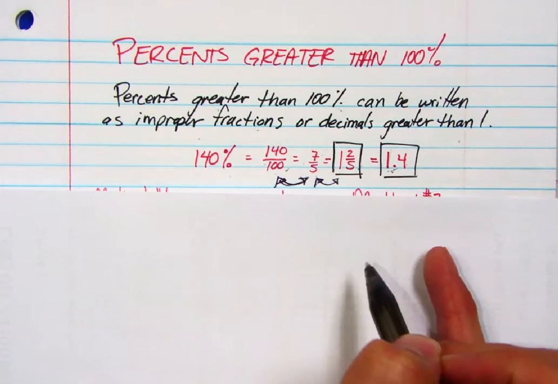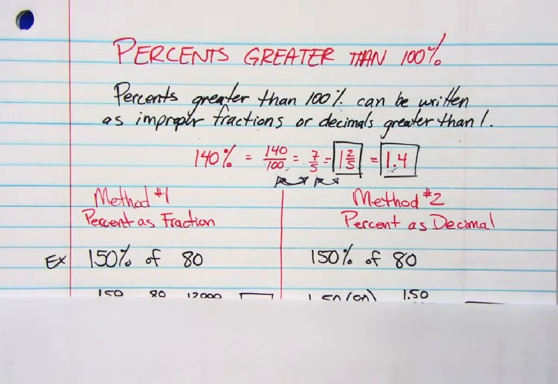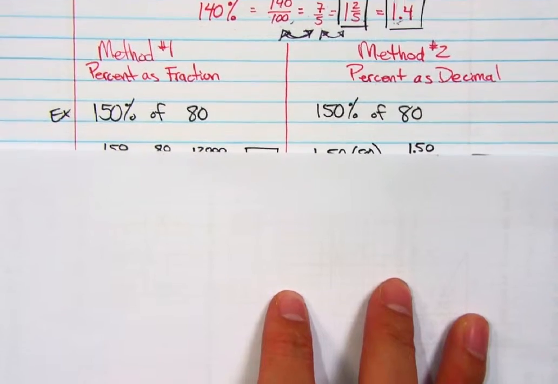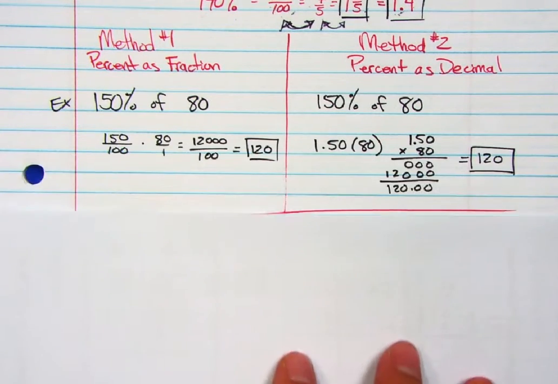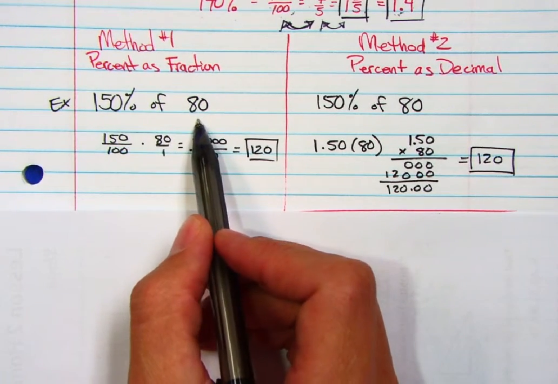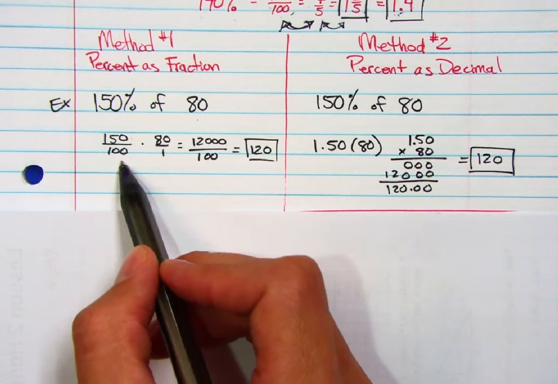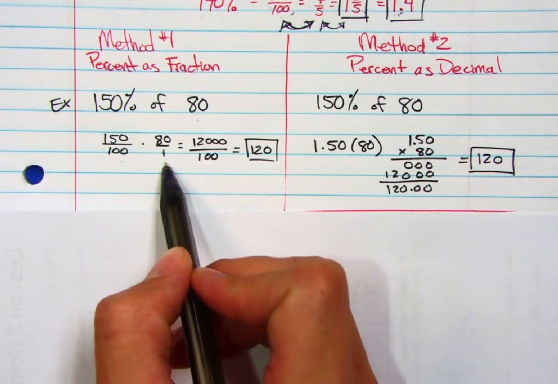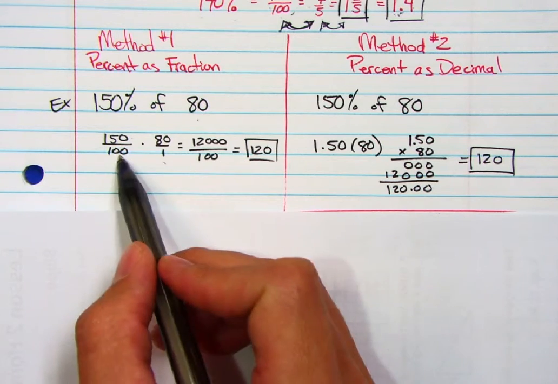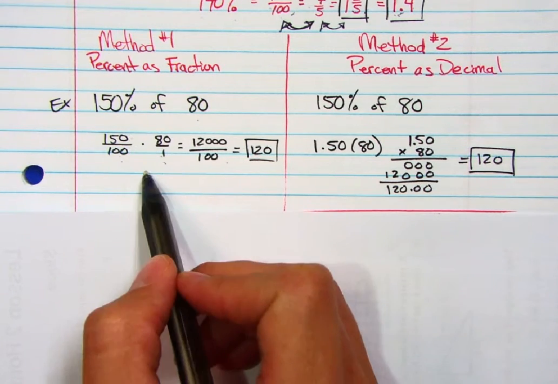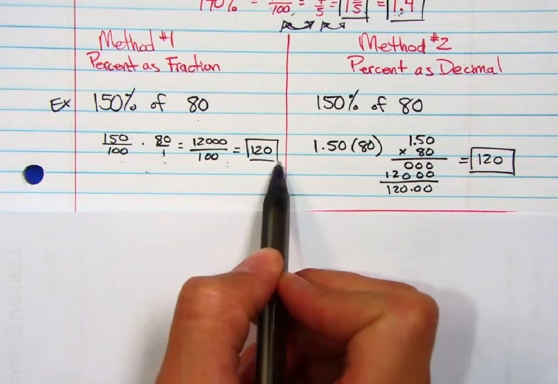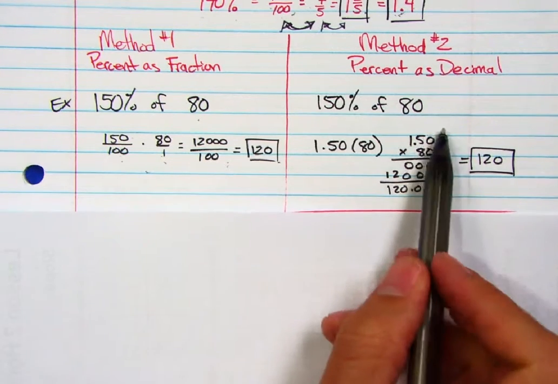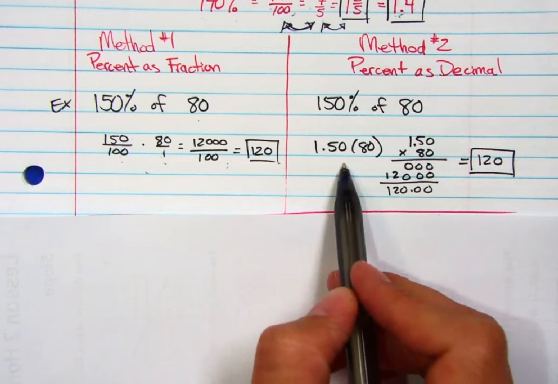100 and another 40%. Okay, so here I go. I'm going to go ahead and solve just 2 problems both ways. Okay, so first one, 150% of 80. Well, it's 150 over 100 times it by 80 over 1. I multiply the top together. I multiply the bottom together, numerators and denominators, and I divide. I get 120.